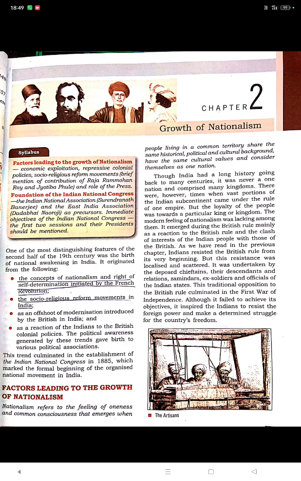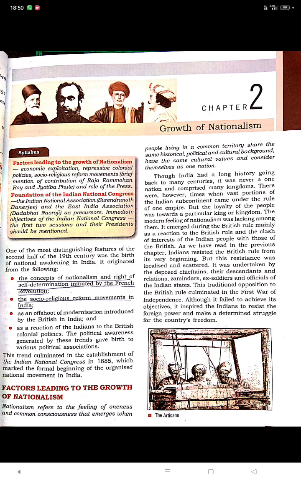Nationalism refers to the feeling of oneness and a common consciousness that emerges when people living in a common territory share the same historical, political, and cultural background, have the same cultural values, and consider themselves as one nation. First of all, nationalism refers to feeling of oneness. Second point, common consciousness means the common feelings that emerge when people living in a common territory, the same village or anything, share the same historical, political, and cultural background, have the same cultural values, and consider themselves as a nation.